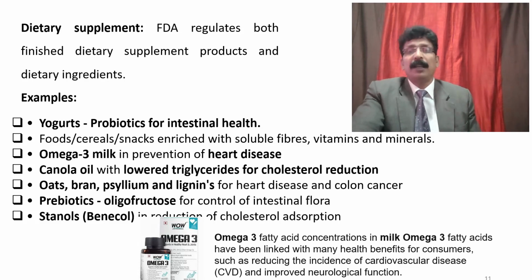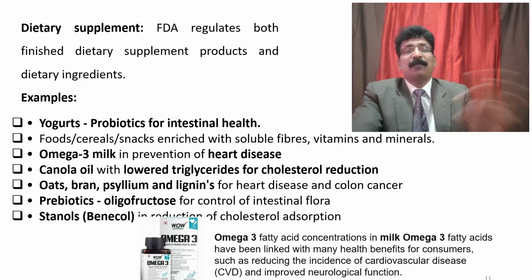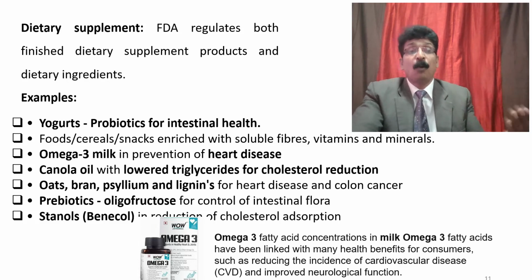Oil, canola oil. Oats, bran, psyllium and lignins present, which is present in bran, oats. That's what we mean. Lignins which are present in oats, bran, psyllium, for heart disease and colon cancer.